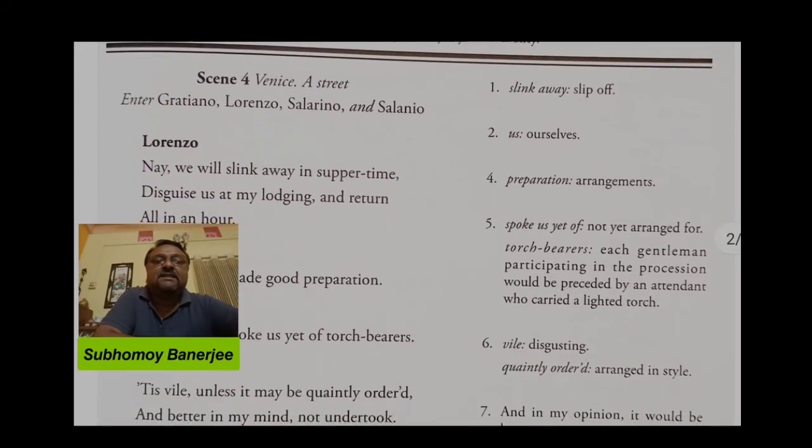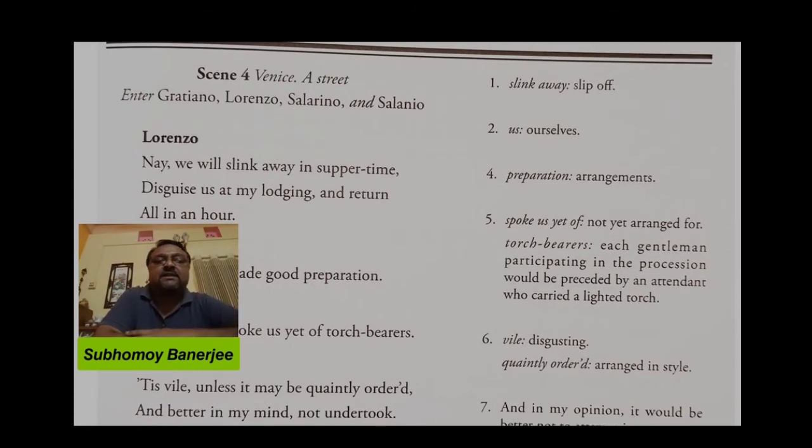Scene 4, Venice, a street. Enter Gratiano, Lorenzo, Salarino and Salanio. Lorenzo: Nay, we will slink away in supper time, disguise us at my lodging and return all in an hour. What we are going to do is slink away or slip off during the time of supper. Supper is at Bassanio's house, but we will quietly leave the gathering of friends, and all of you will come with me. We will go to my house.